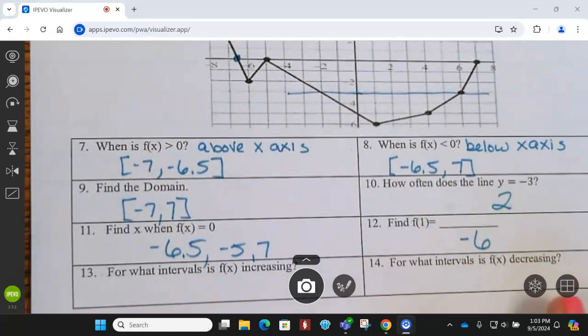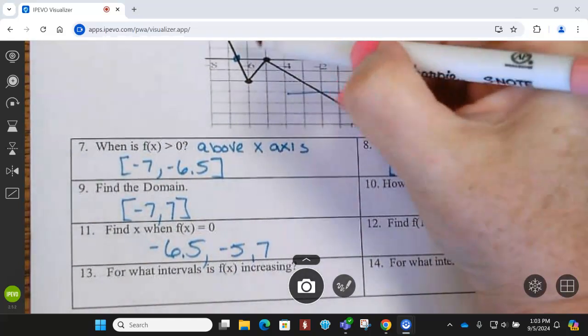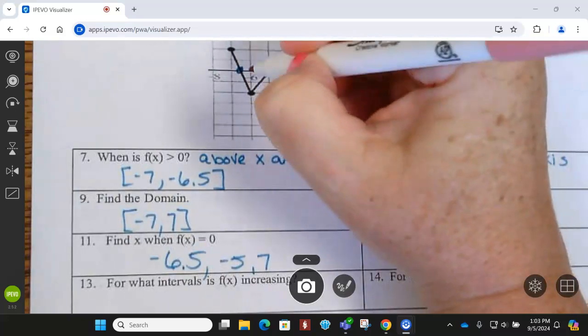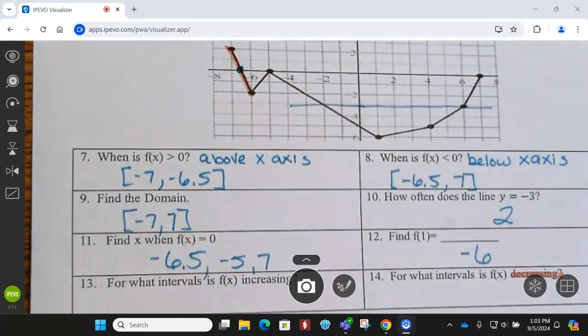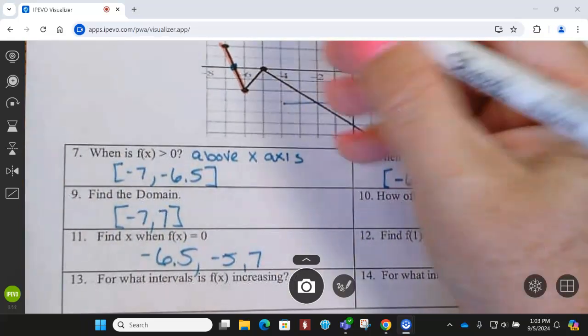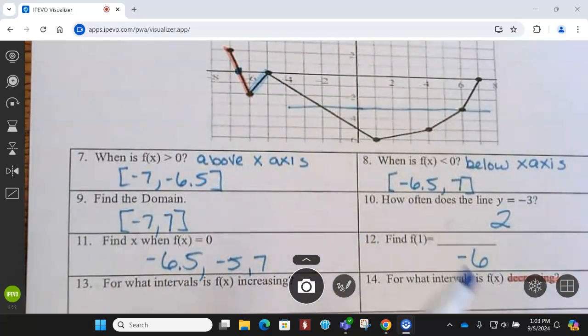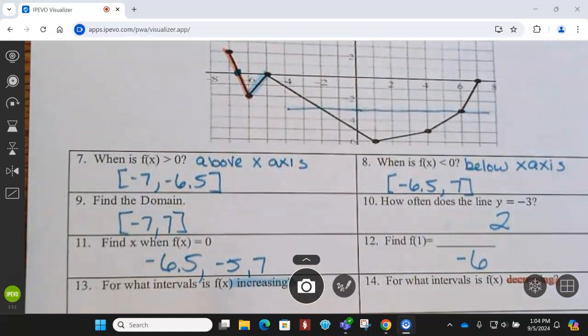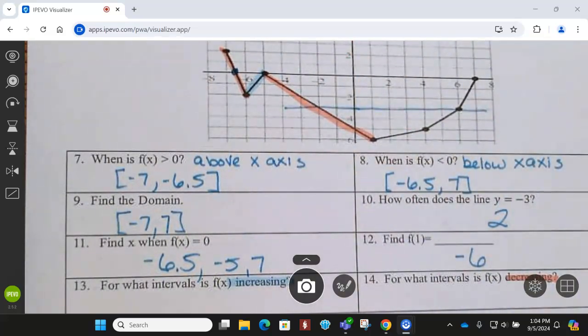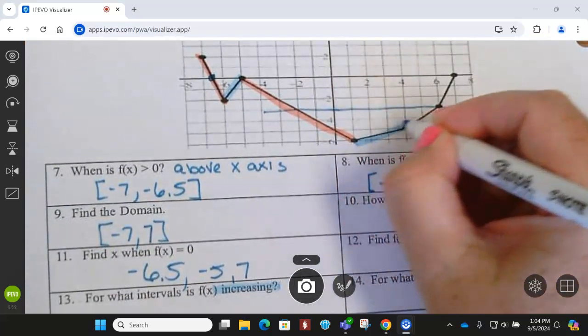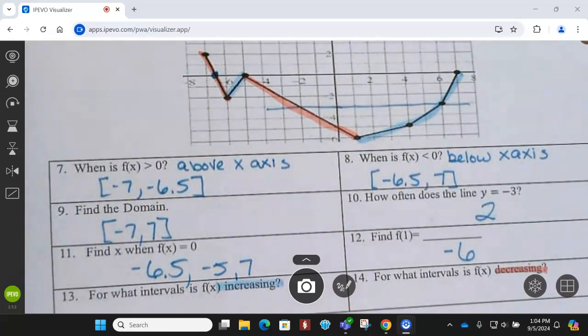Okay, increasing versus decreasing. Hold on. Okay. So here we go. We're going to start. And notice we're going down. So this becomes decreasing. Then we go up. So we're increasing. Then we're going down. And then we're going up.